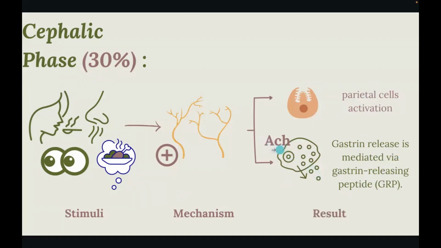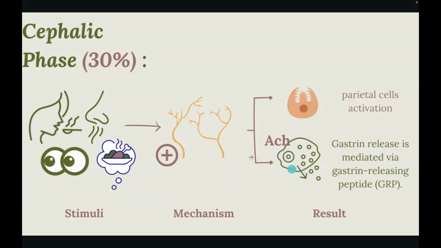Now, you can see here I wrote ACH, which is basically acetylcholine. And acetylcholine, if you guys know by now, is a neurotransmitter, right? So the vagus nerve basically released acetylcholine to go and stimulate the gastrin release.